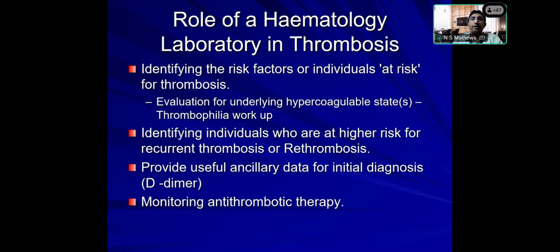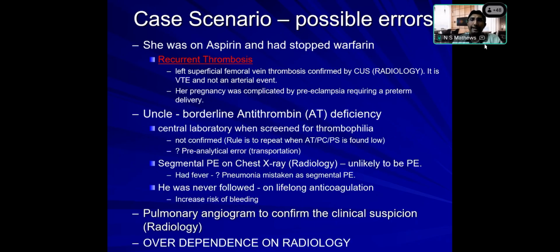So evaluation of the underlying hypercoagulable state or a thrombophilia workup. Identifying individuals who are at higher risk for recurrent thrombosis or rethrombosis, and provide useful ancillary data for the initial diagnosis with tests like D-dimer. And of course, how do we monitor this antithrombotic therapy? Now let's look at the possible errors in the way this case was particularly managed.